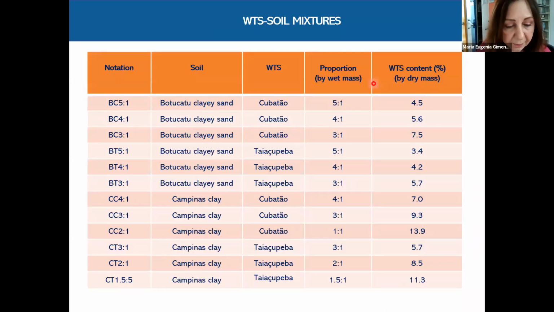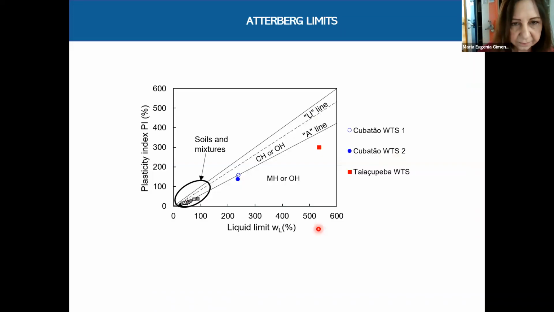The mixtures were prepared with sludge at the as-collected water content after centrifuge dewatering, and soils at the hygroscopic water content, because soils were air dried. It's a usual practice in soil mechanics laboratories. The proportions of WTS and soil were selected according to an arbitrary criterion of workability of the resulting mixture. These proportions resulted in very low additions of sludge solids to the soil. As you see, the highest percentage was 14% in this case here.